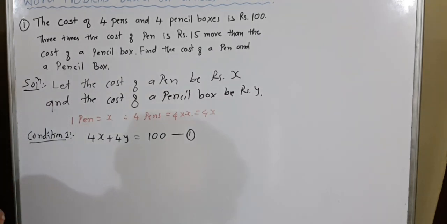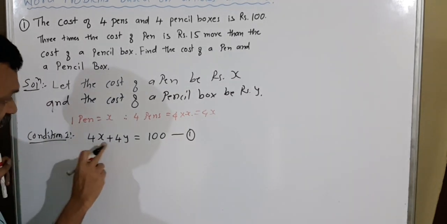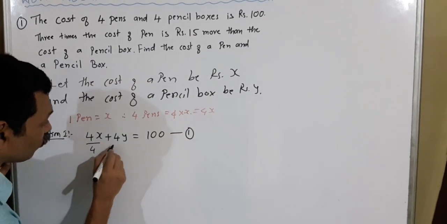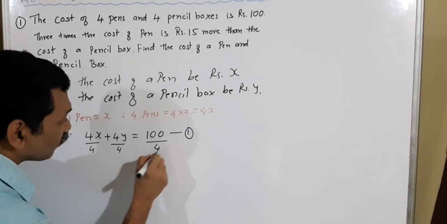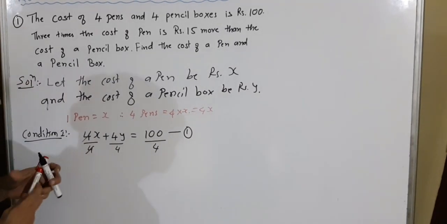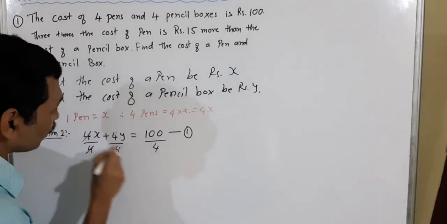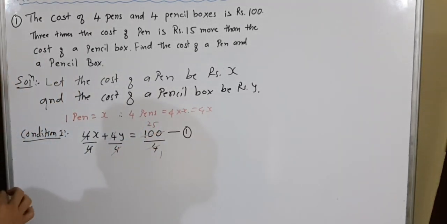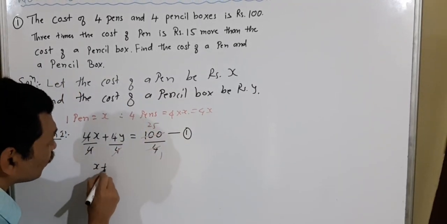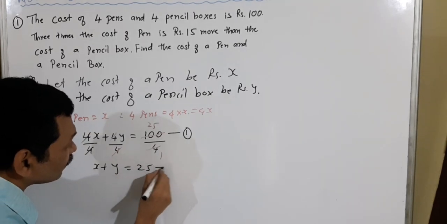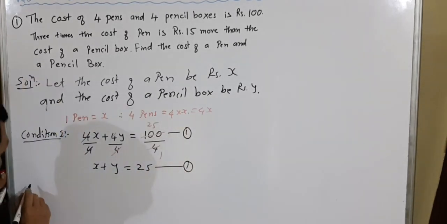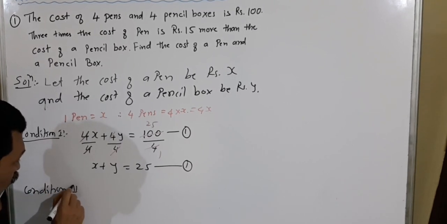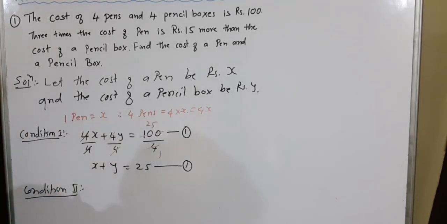We can still simplify it. We can make out this is divisible by 4, this is divisible by 4, this is also divisible by 4. So if I divide it by 4, 4 cancels with 4, and 4 ones are 25, 4 is 100. So this gives us X plus Y is equal to 25. This I will write as equation 1. Then go for condition 2. What is condition 2 given?